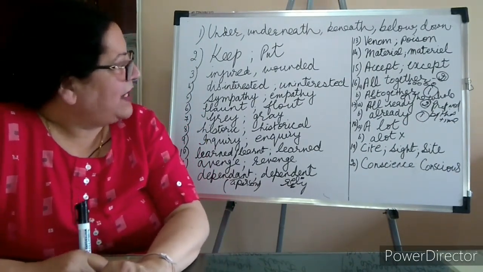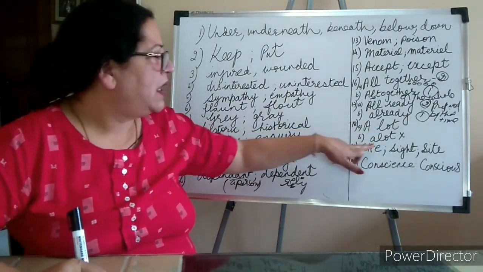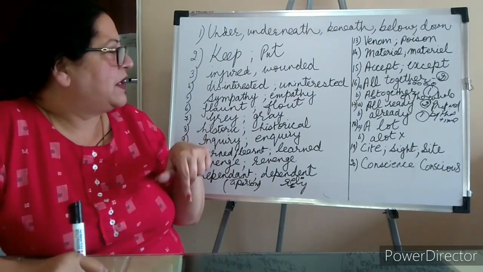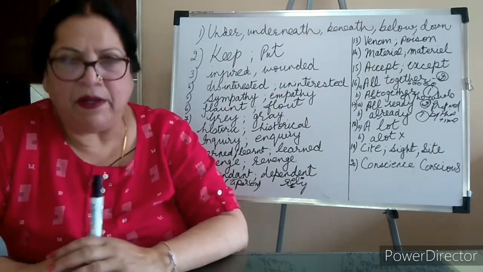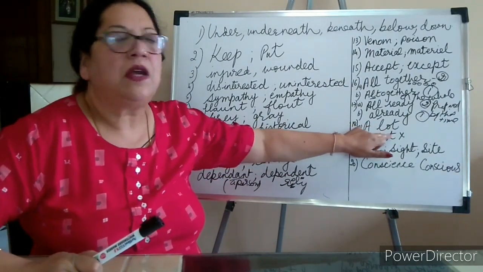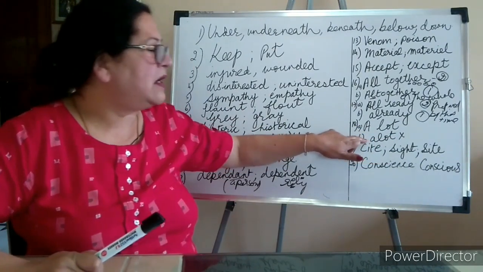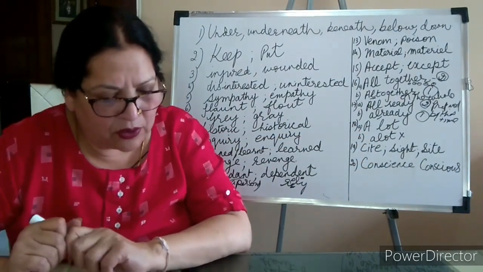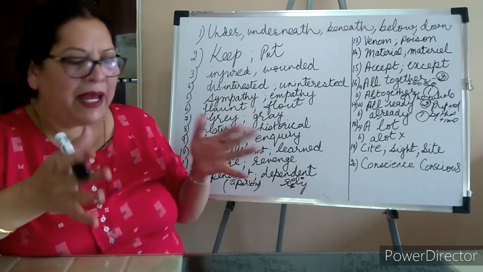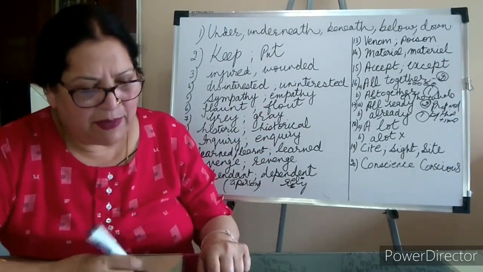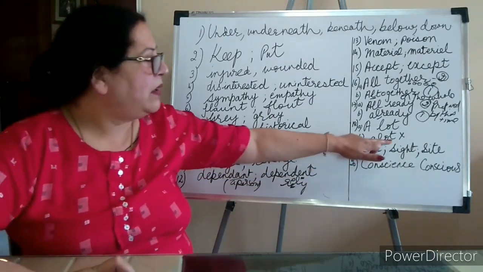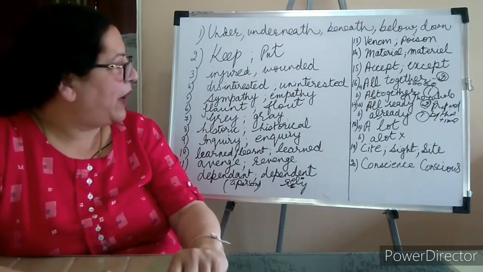Now the next one that we have is A, "a lot," and B, "alot," and I put a cross in front of it. So, a lot of people. Now it always has to have two words, "a lot." So please do not write it together like this, "alot." This is wrong. "A lot" means many, and it is two words. When you write it as a single word, it is incorrect.